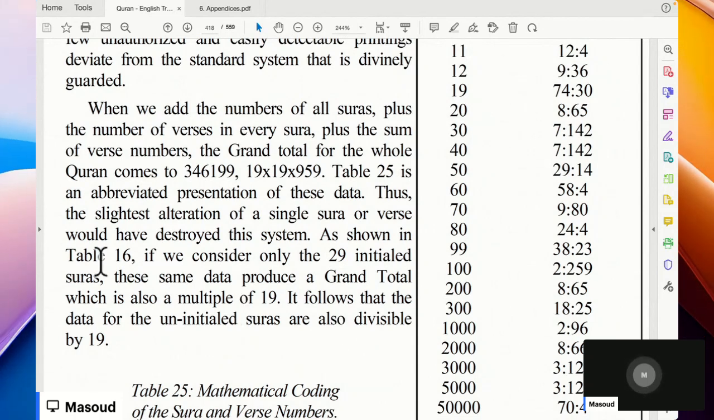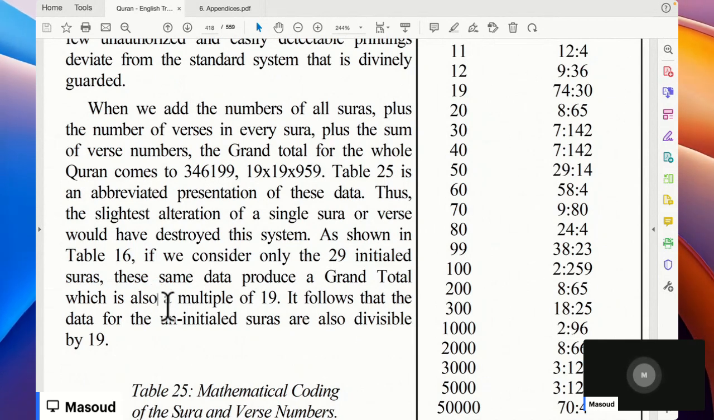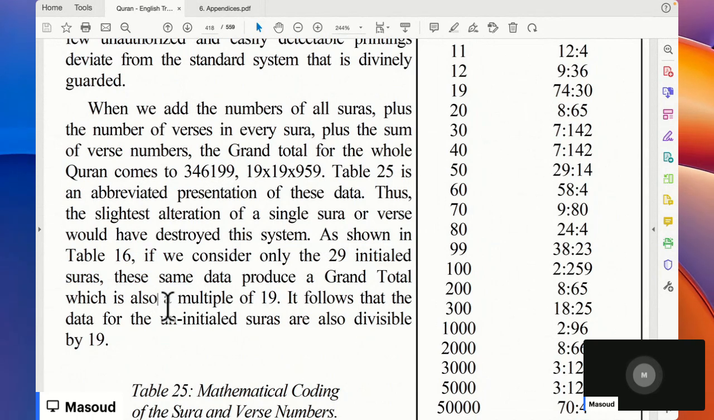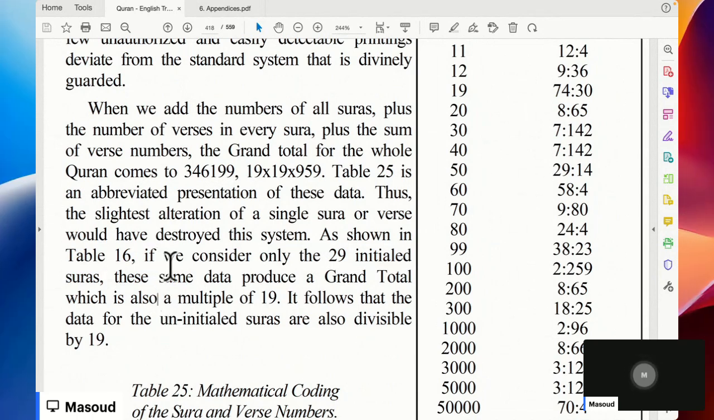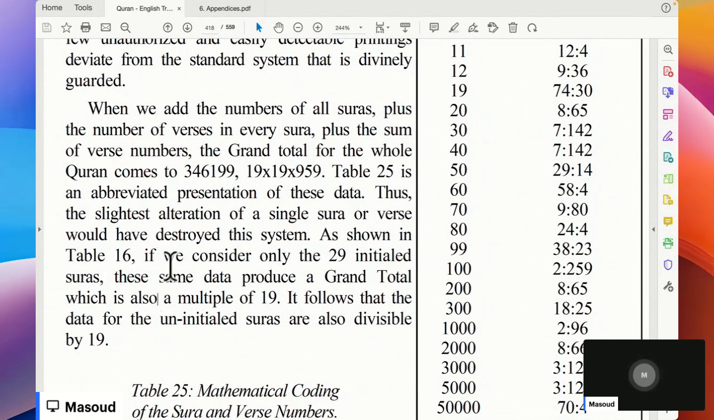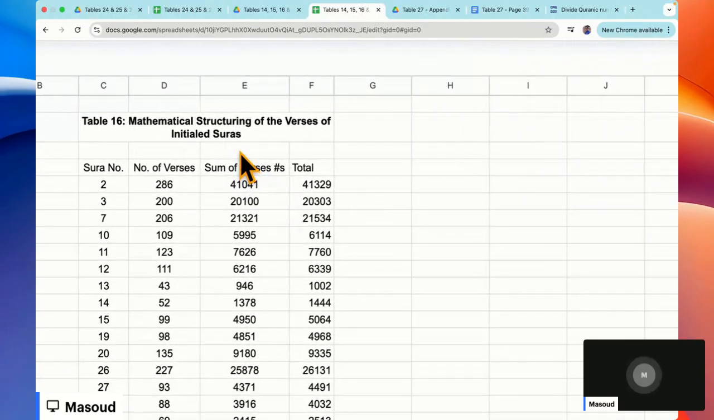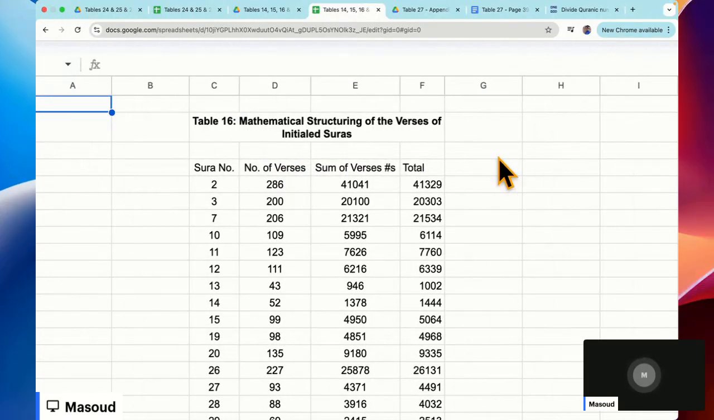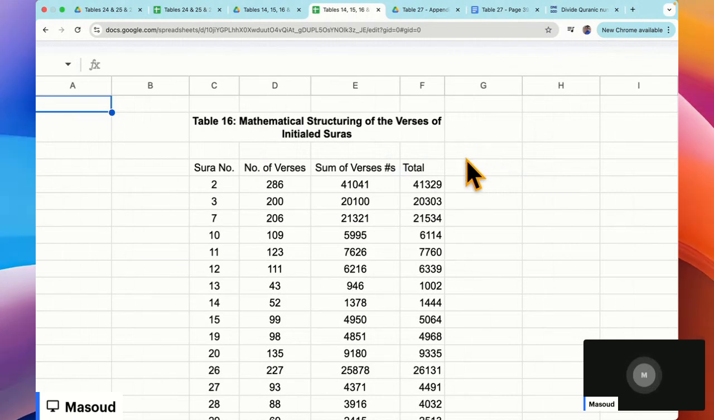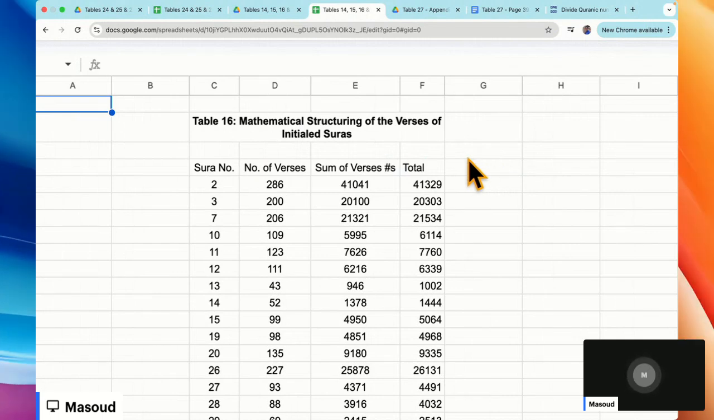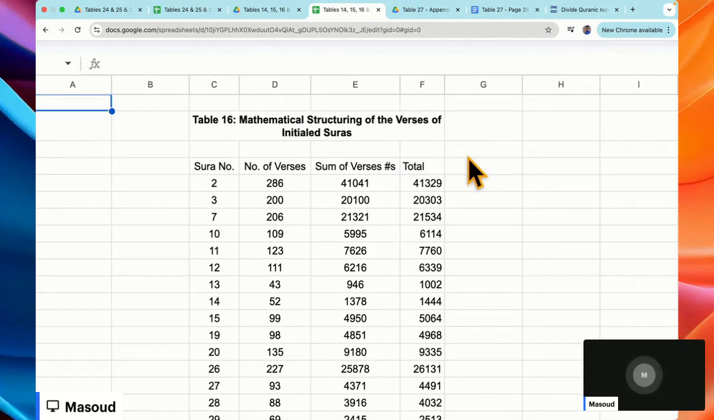Okay, so Table 16 is a table that we have previously talked about, but just a very short, brief description of what that table was. We can take a look at this Excel sheet, God willing. So this is Table 16, the one that was talked about here. And it is the mathematical structuring of the verses of the initial surahs.